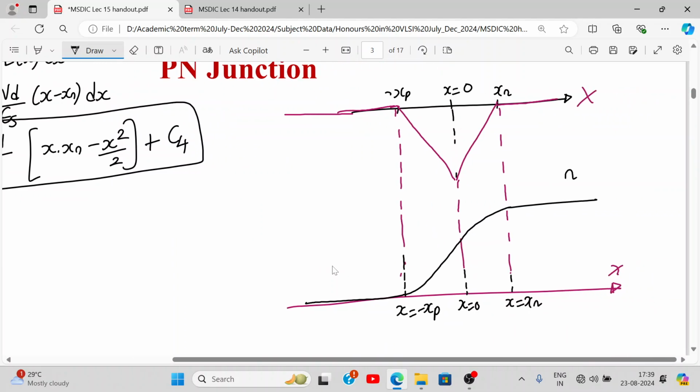This is N side, N silicon, this is P silicon. And this is the depletion region. Now tell me, can I say this potential is continuous? Is there a break over here, or is it falling to 0? At x equal to 0, what is my potential? Is it falling to 0? No. Starting from x equal to minus xp, it's rising.